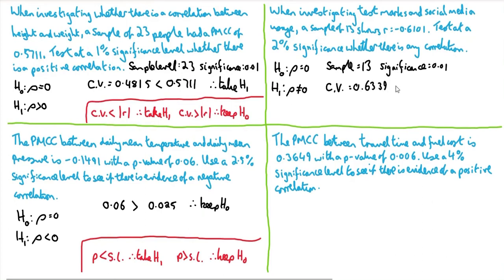0.6339. So it's simply this that we will compare to the modulus of the PMCC that the question gave us, which was our minus 0.6101. Now this modulus is just making us ignore that minus sign here. So just to compare these two, while they are close in magnitude, the critical value is just bigger. Well, what do we do if the critical value is bigger than the modulus of the PMCC? Well, that means that there's not enough evidence, that for now we have to keep with our null hypothesis.